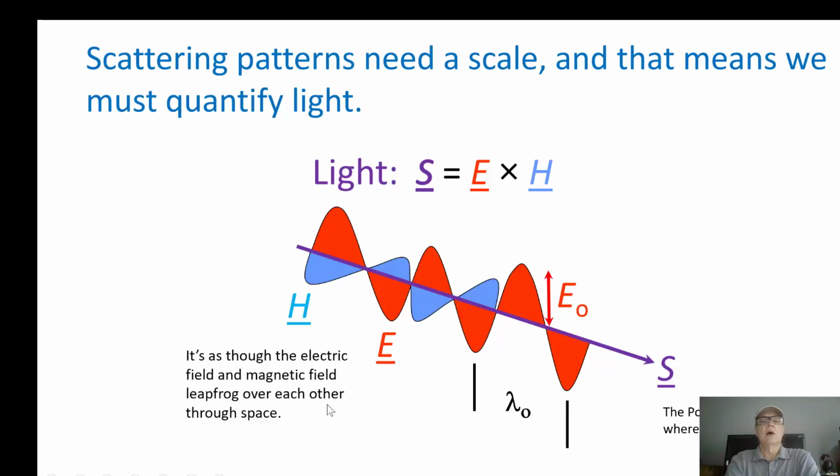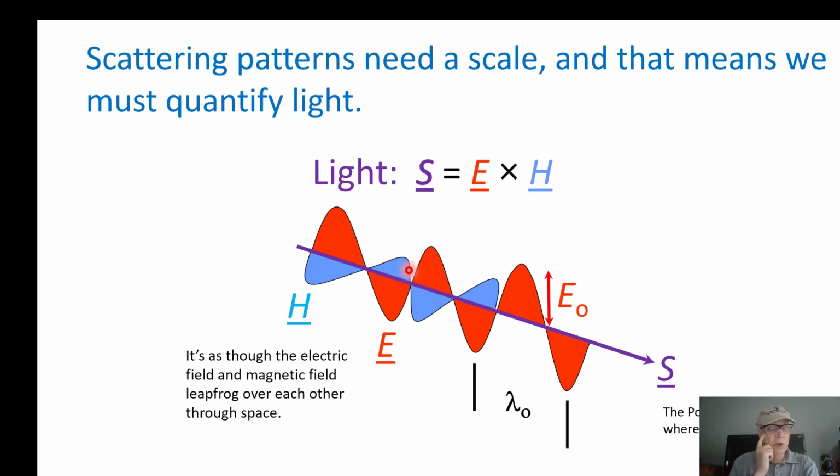All right, so let's see if we can get going here. Here is a sort of a picture of how light propagates through space. We speak in terms of a thing called the pointing vector, which is the purple arrow here. And this is where the light is going. It gives the direction of the light. Light can be thought of as sort of leapfrogging of an electric field that's oscillating over a magnetic field that's oscillating. It's sort of like one kind of leapfrogs over the other.